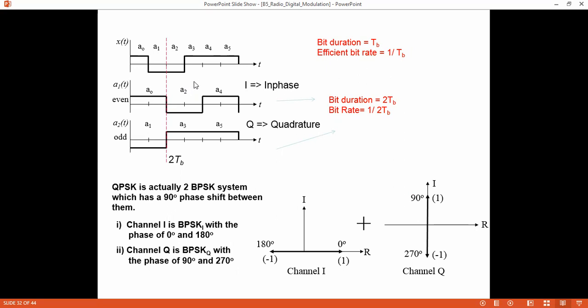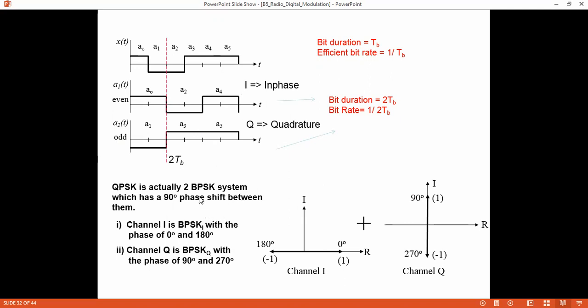When we want to implement QPSK, we convert from this series to parallel, even and odd. So A0, A2, and A4 will be assigned to in phase I, and 1, 3, 5 to the quadrature Q. You can notice the bit rate here is reduced by half, and the bit duration also will be longer, double.